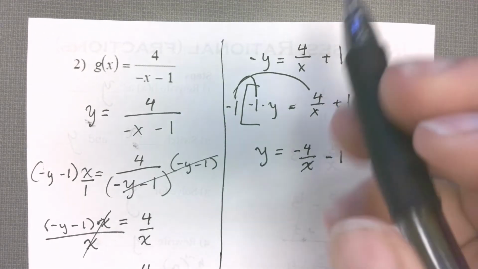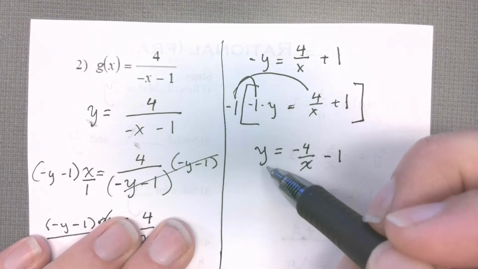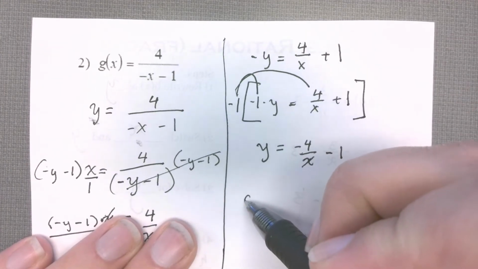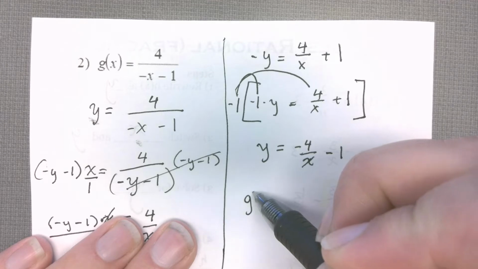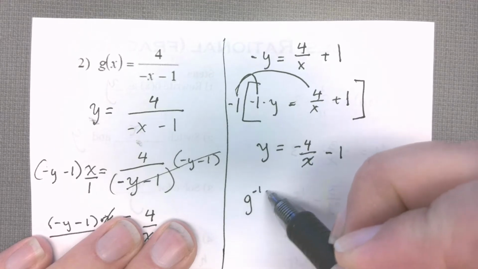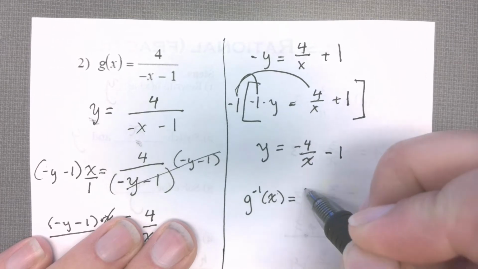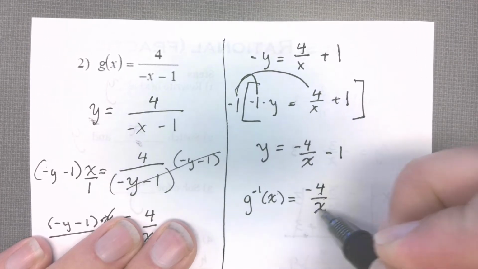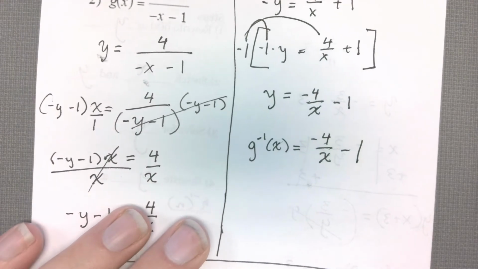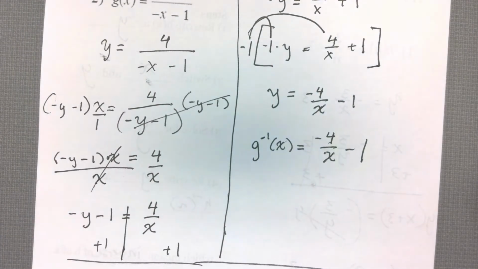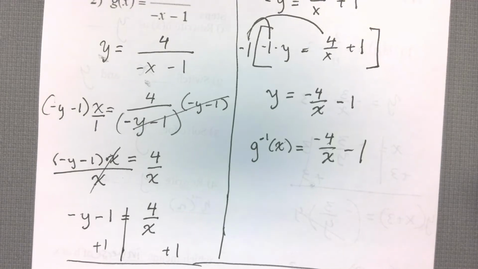Rewrite. Instead of y, what am I going to rewrite? G inverse of, good, G inverse of x. We're going to get the vocabulary down soon. You guys with me?